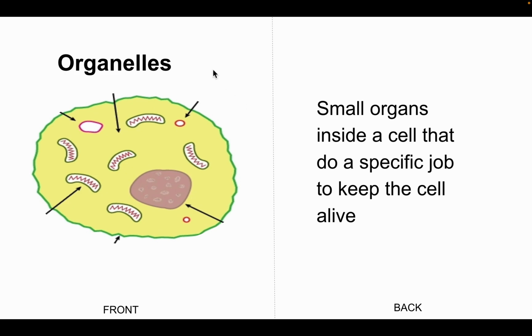All right. So our first card for today is organelles. So you need your note cards, you need colored pencils, and let's get ready to start. Organelles are these little things that are inside the cell. They are like small organs inside a cell that do a specific job to keep the cell alive. Pause if you haven't finished and move on when you're ready to.